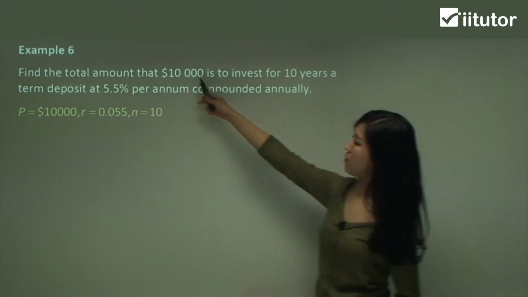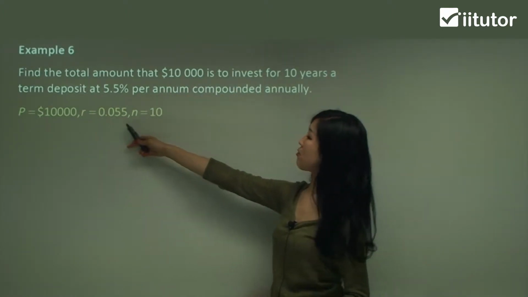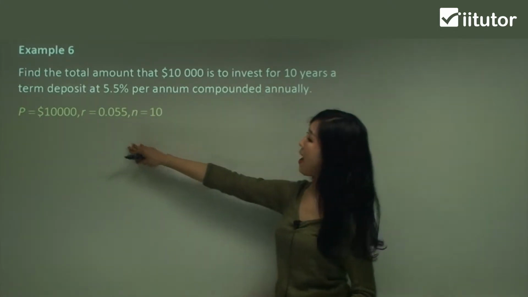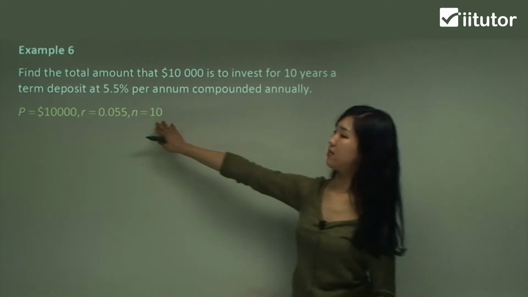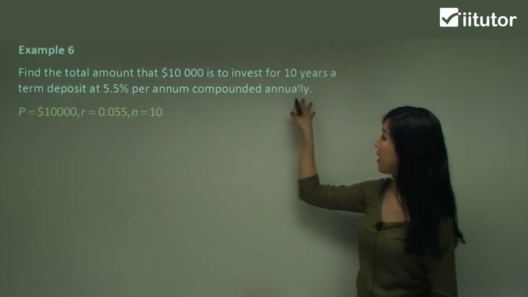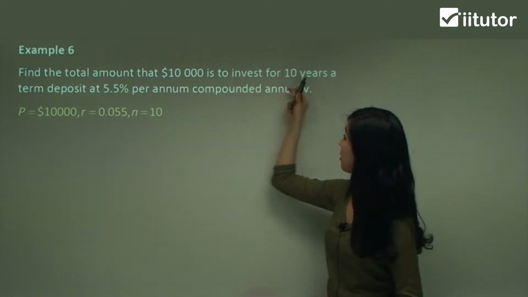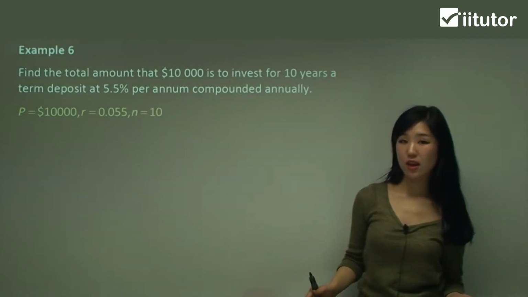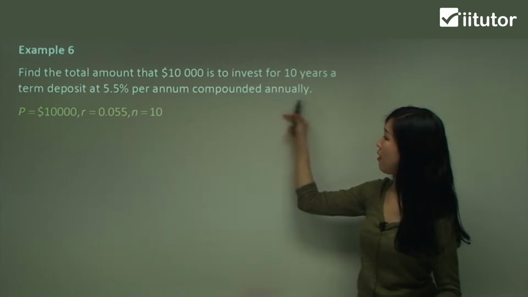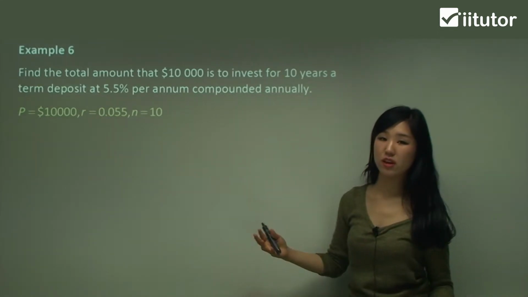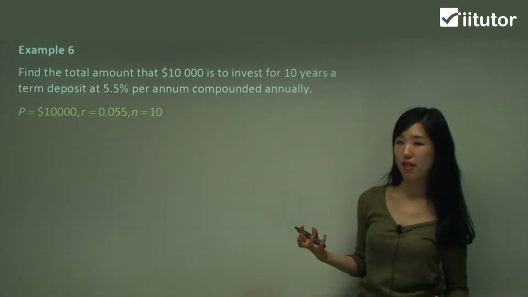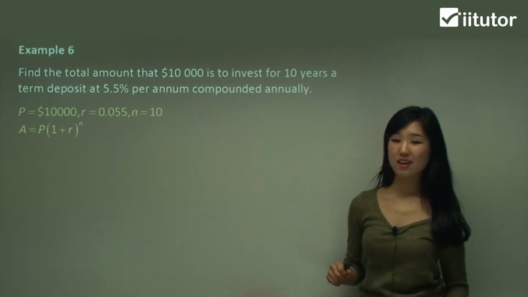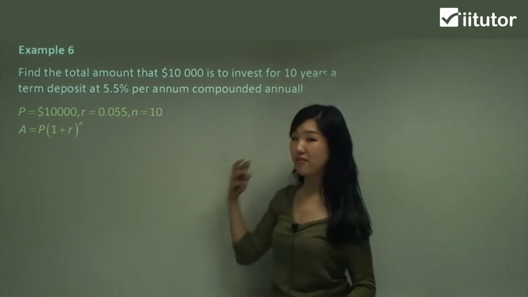P, the principal, is simply $10,000. The rate is 5.5%, but I've converted it into a decimal. And the number of terms is 10 years, so n is 10. Because it's compounding annually, the period and the rate are both per annum, so we don't have to change anything. With compound interest, you've got to keep an eye on this: compounded annually or monthly or quarterly, you've got to keep an eye on that. Okay, so I've got that. Let's put it into our formula, A equals P times (1 plus r) to the power of n.